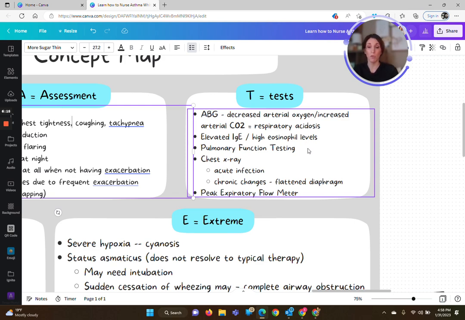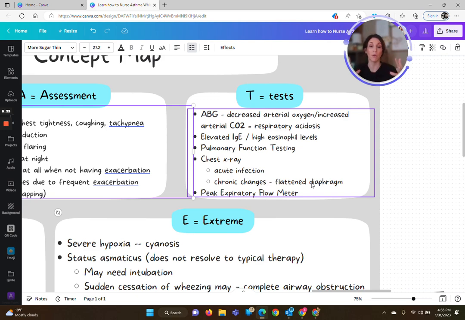And then pulmonary function testing. So we have them do certain breathing exercises. We do it with and without a bronchodilator medication to see if they have improvement. We do chest x-rays, and this just helps us look for an acute infection. And it also helps us to look for chronic changes, such as a flattened diaphragm, which can occur whenever we have air trapping, too much air in the lungs, which flattens out the diaphragm.